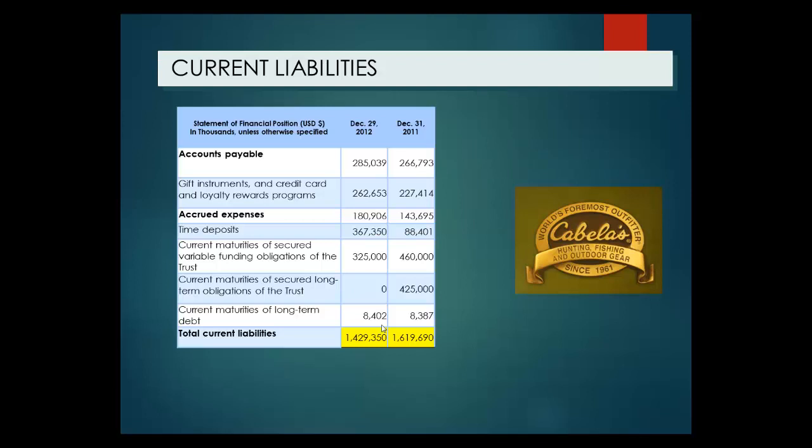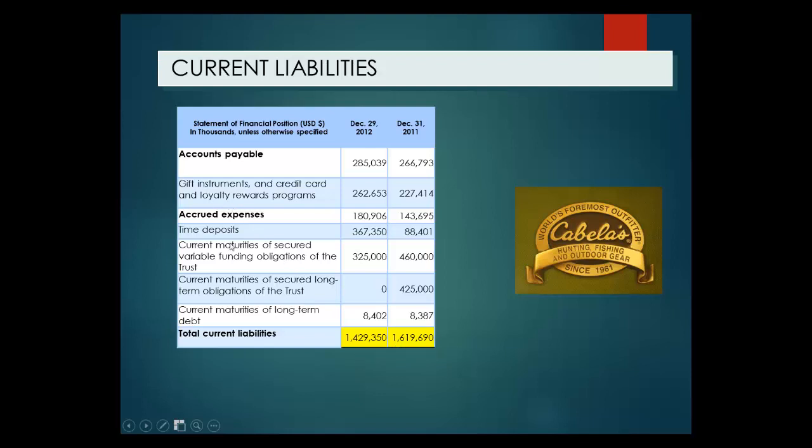All right, so let's look back at Cabela's again, at their current liabilities. We've got accounts payable. We've got accrued expenses, and we have worked with these accounts. We didn't use this title, but we've called it salary payable or interest payable. All of those are accrued expenses. And you can see, unlike current assets, current liabilities has actually gone down. And that's kind of a good sign. It means they've paid down some of their debts.